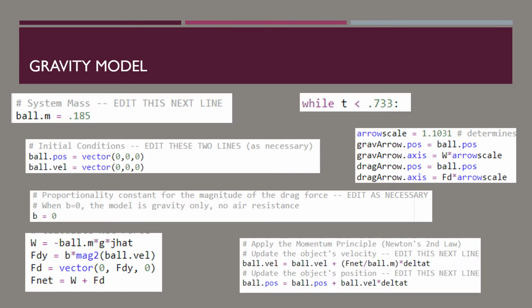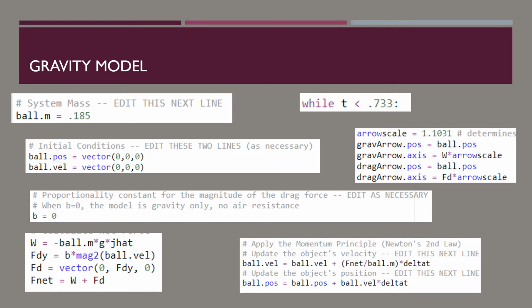So the mass of the ball was 0.185 kilograms. The final time was 0.733 seconds. The initial position was 0, 0, 0. The initial velocity was 0, 0, 0 because it started from rest. The proportionality constant b is 0 because we are not considering drag force at this time.